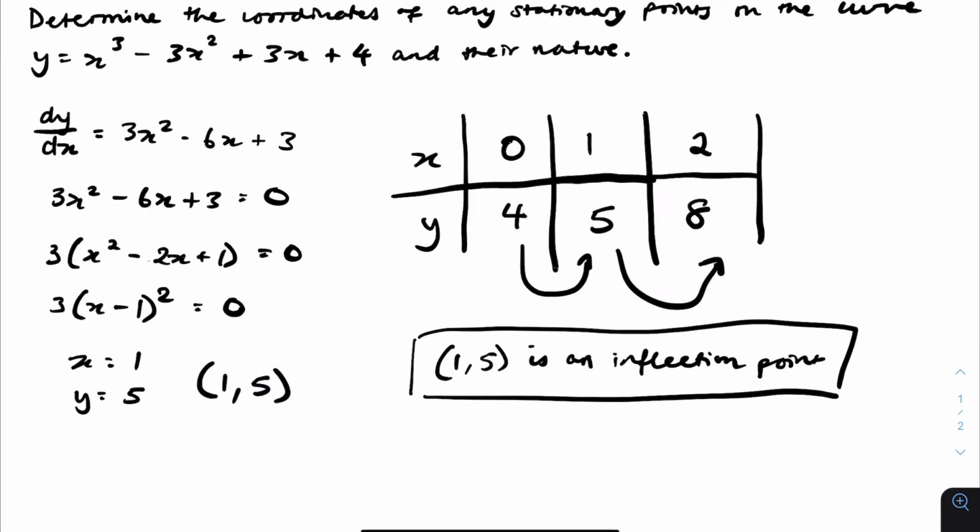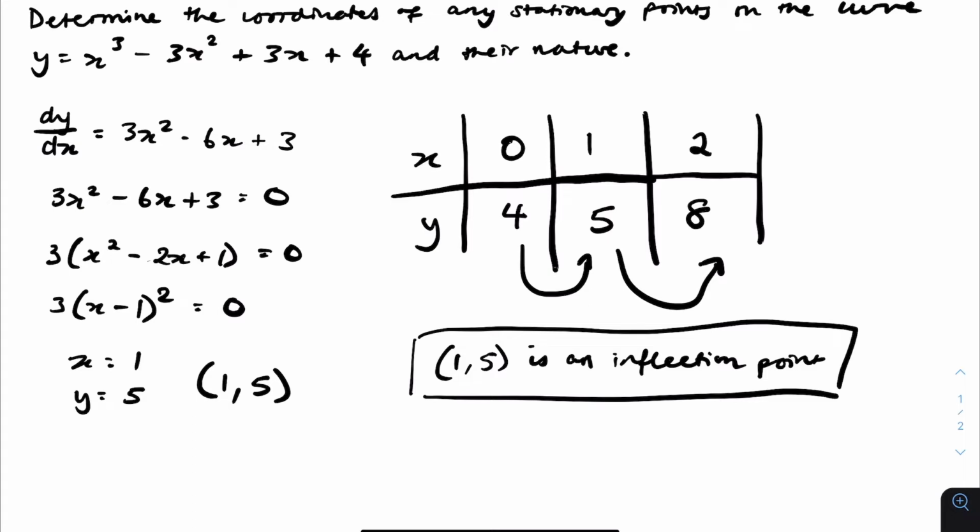Okay, so to help us understand how second derivatives relate to this part of the unit, I've just pulled up one of the questions we tackled in the last video, where we determined any stationary points on the curve x cubed minus 3x squared plus 3x plus 4 and their nature. So finding the stationary points themselves and their coordinates, we do not use the second derivative at all. They have no part in it.